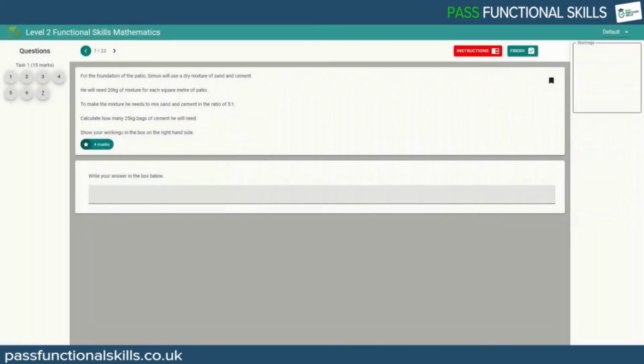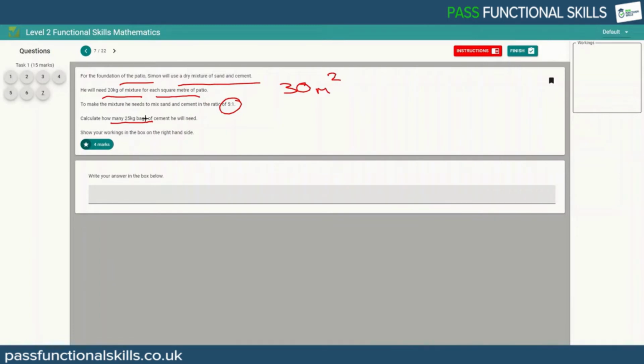On to the final question of the first section. We are told the foundation for the patio that Simon is building will use a dry mixture of sand and cement. He will need 20 kilograms of the mixture for each square metre of the patio. So immediately we need to remember from the previous part that the area of the patio is 30 metres squared. To make the mixture, he needs to mix sand and cement in the ratio of 5:1, where 5 parts of sand to every 1 part of cement, and we're asked to calculate how many 25 kilogram bags of cement he will need.